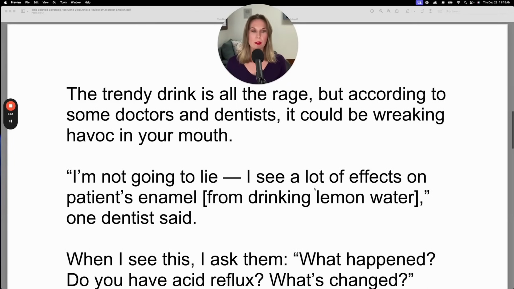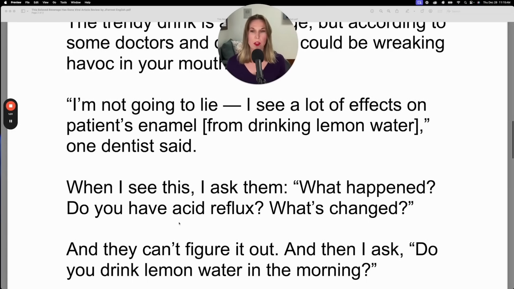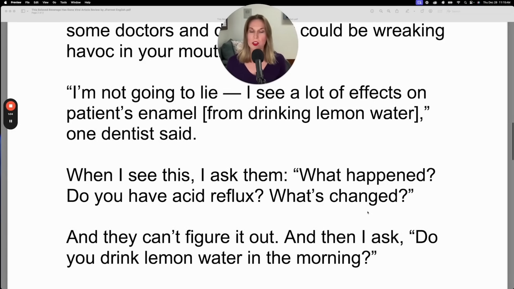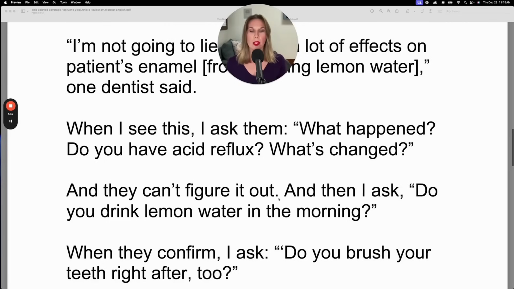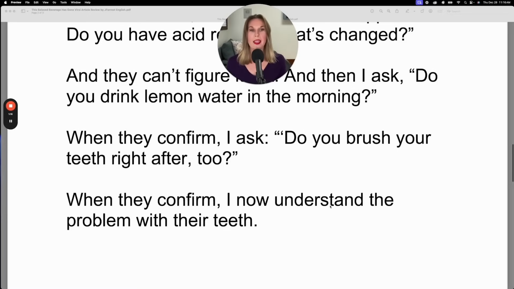I'm not going to lie, I see a lot of effects on patients' enamel from drinking lemon water, one dentist said. When I see this, I ask them, what happened? Do you have acid reflux? What's changed? And they can't figure it out. And then I ask, do you drink lemon water in the morning? When they confirm, I ask, do you brush your teeth right after too? When they confirm, I now understand the problem with their teeth.